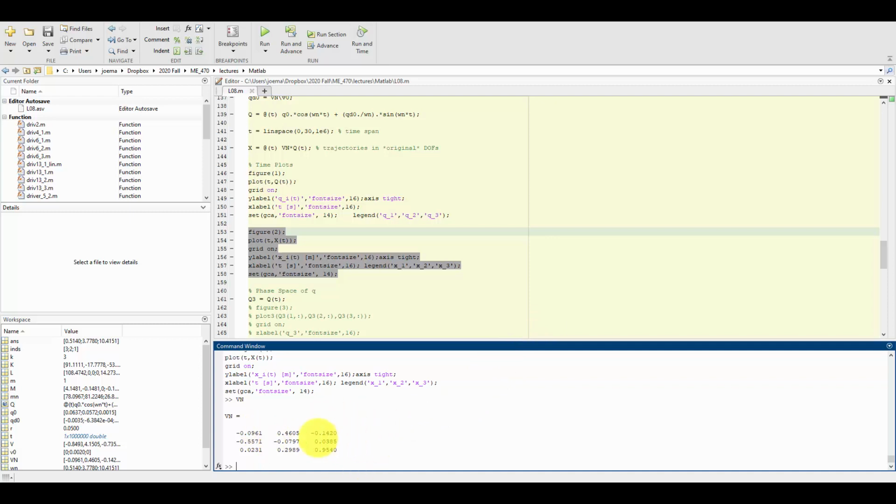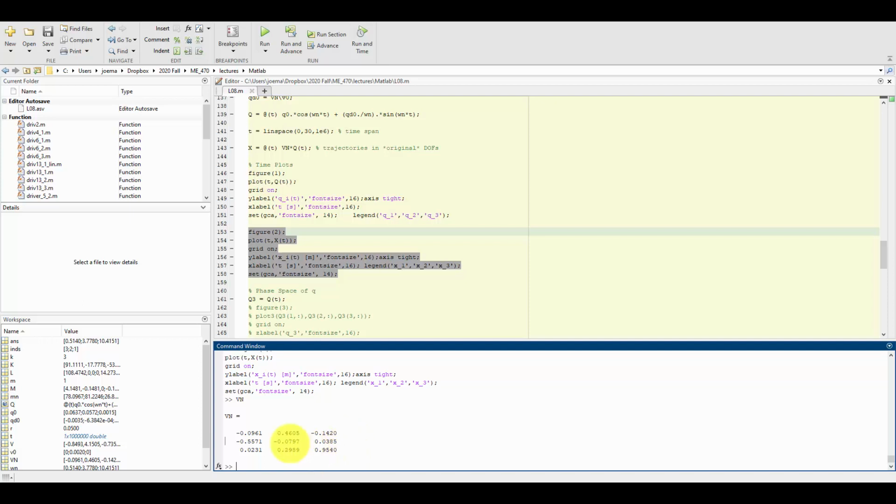So x1 is going to have this amount of q1, so kind of negative 10% of q1, plus positive 46% of q2, minus about 14% of q3. So we're mixing them in different proportions, the q1, q2, q3, to get our original coordinates back.